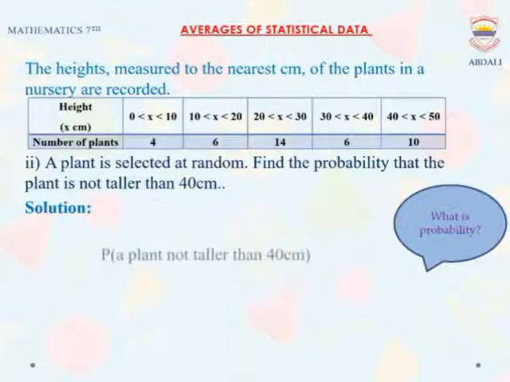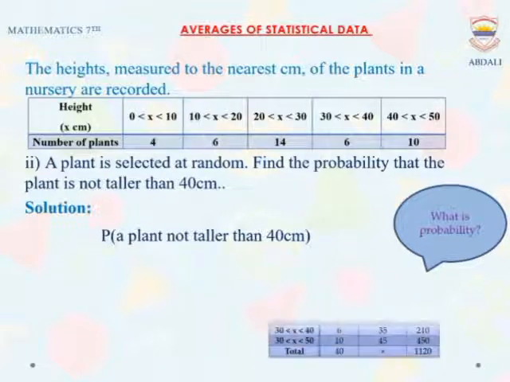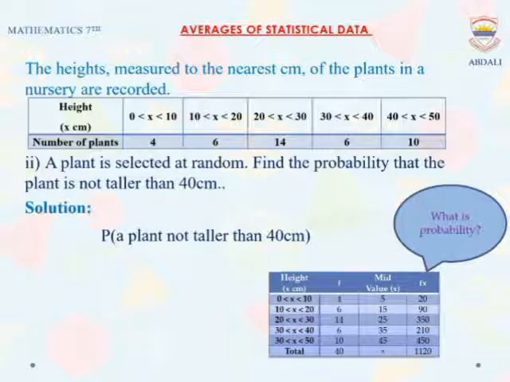So firstly, we will write what we have to find the probability of. We will write P for probability, and in brackets we will write what we are finding. We are finding a plant not taller than 40 centimeter. So class, for this we have to review the table that we have created.